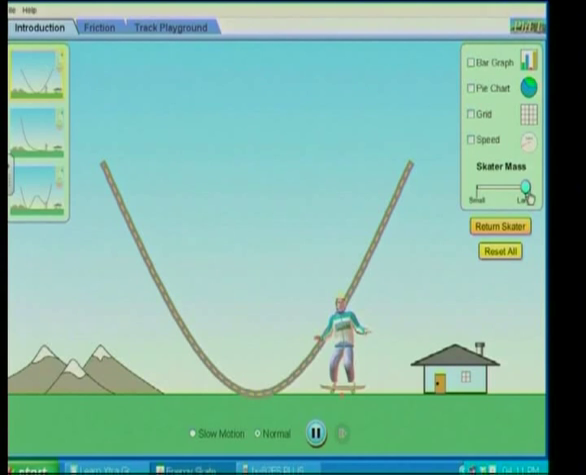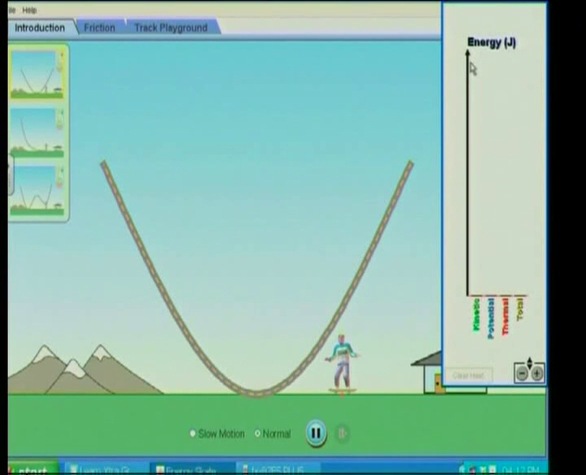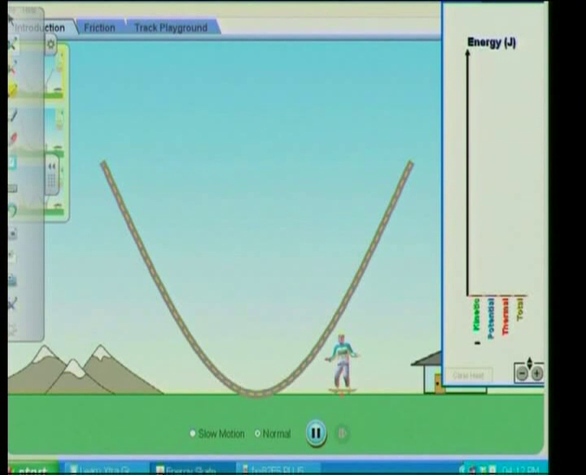See, I can make him really big, but we don't want to do that. Let's make him small, so he's a little bit more in proportion. And I'm going to show a bar graph. Now, on this bar graph over here, I have 3 things that we're going to look at.